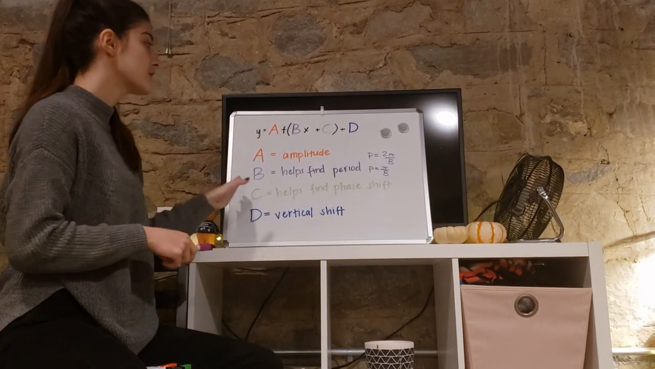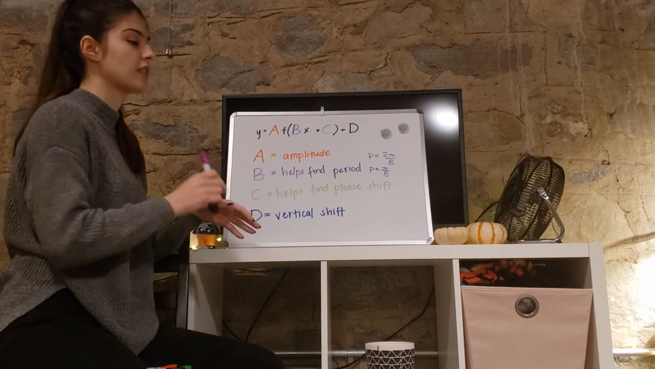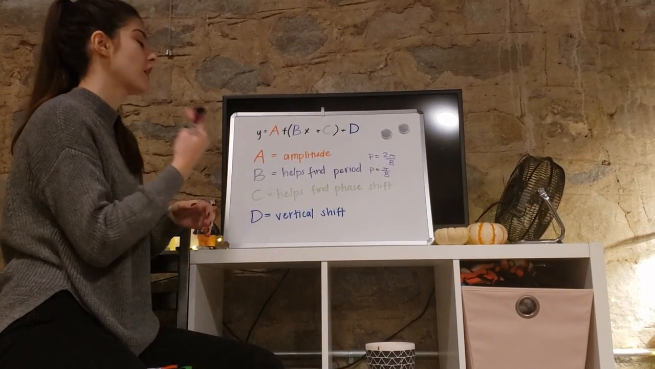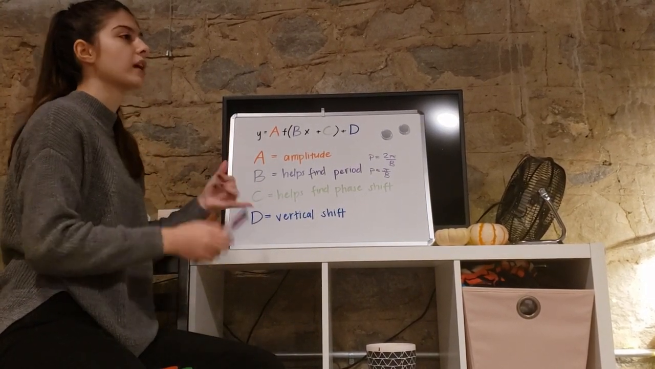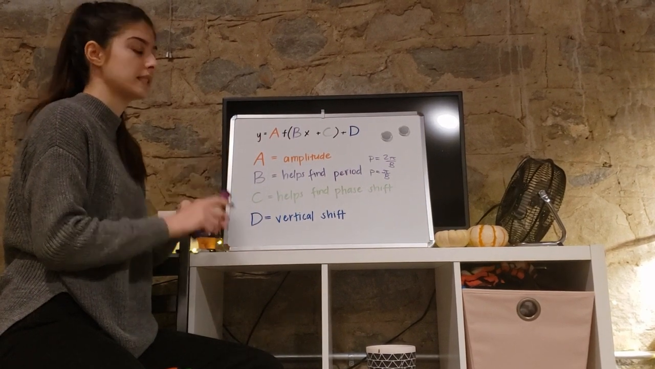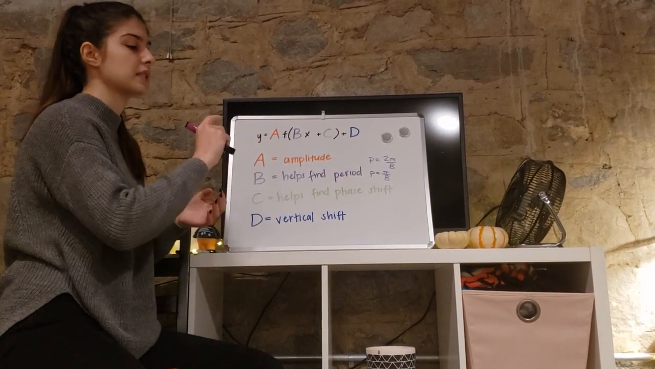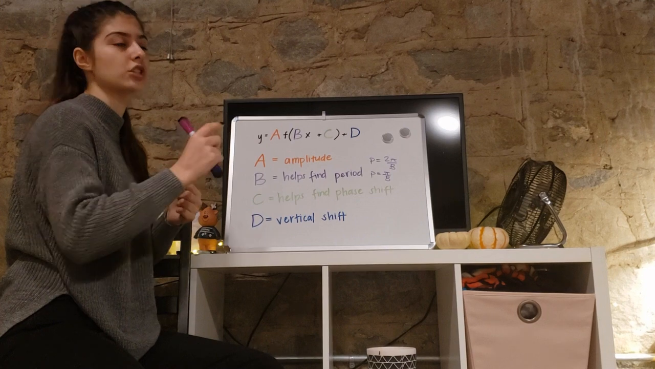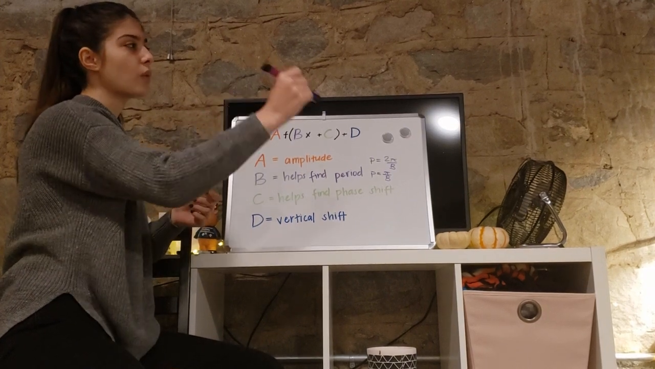Okay? Then for C, we know that that's our phase shift, right? So that is our horizontal shift of the graph, all right? When we're talking about sine, cosine, cosecant, and secant, that is going to help us find out where our period actually starts on the graph. So where this wave is.